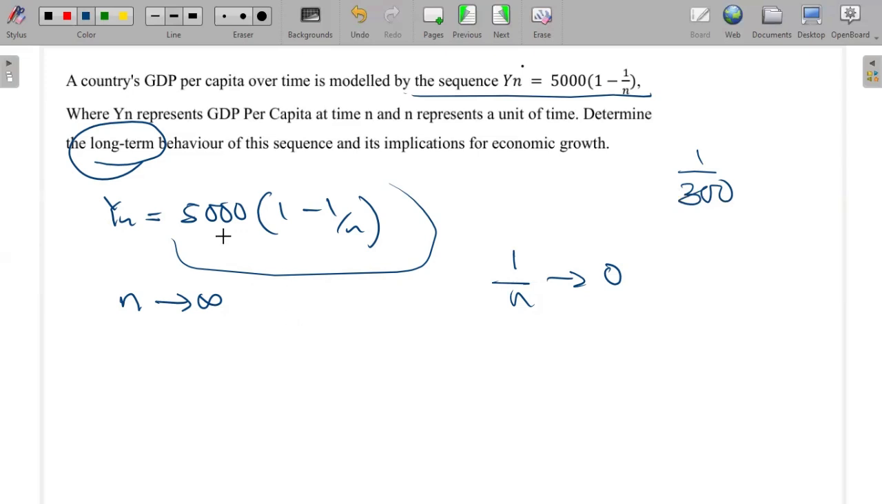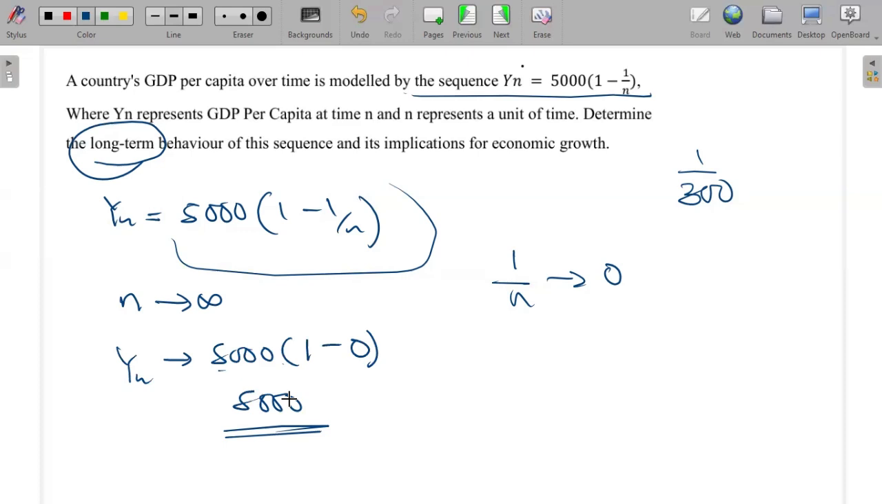And what does that mean for us? If we take the limit as we go to infinity, this function yn is going to approach 5,000 times 1 minus what? That will go to 0. Then this is 5,000 multiplied by the 1, which just gives us 5,000. So we are approaching 5,000 over a very long time. But they also ask what these implications mean for economic growth.